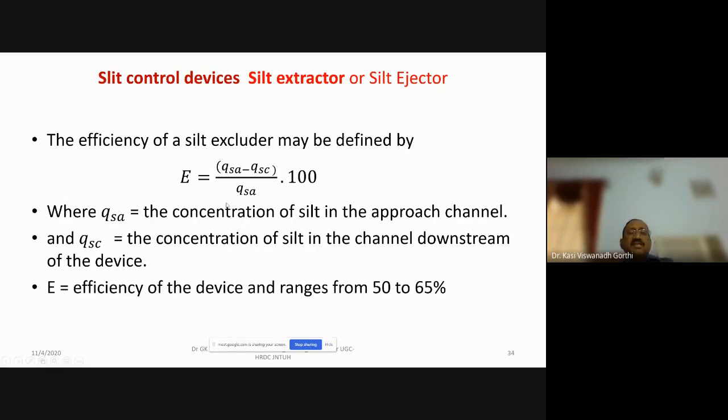The efficiency of these silt excluders may be taken to be E equal to (QSA minus QSC) by QSA into 100. QSA is the concentration of silt in the approach channel, and QSC is the concentration of silt in the channel downstream of providing any device, maybe a silt extractor or a silt excluder. Efficiency is the efficiency of the device. So based on the silt concentration, we'll be able to arrive at the efficiency.